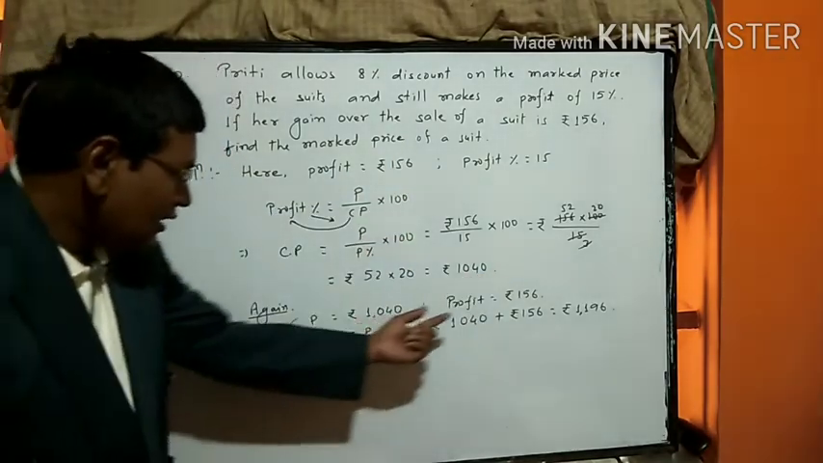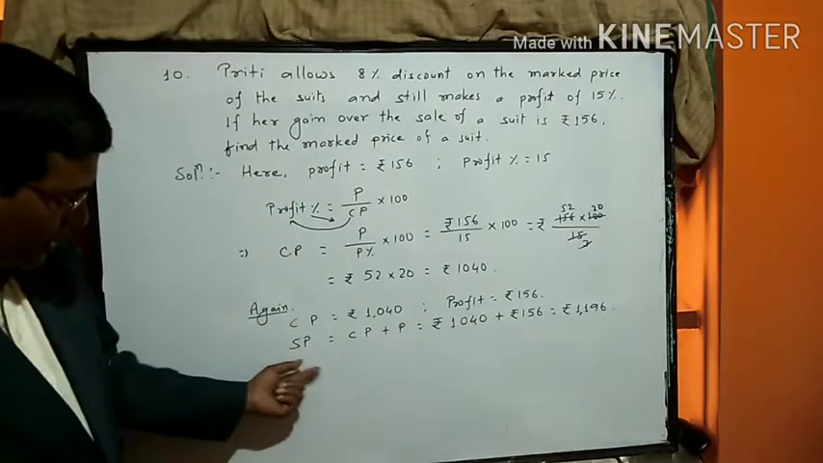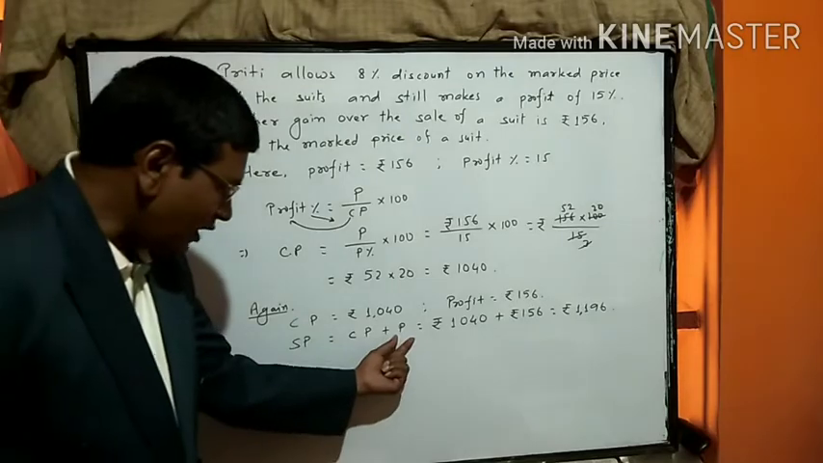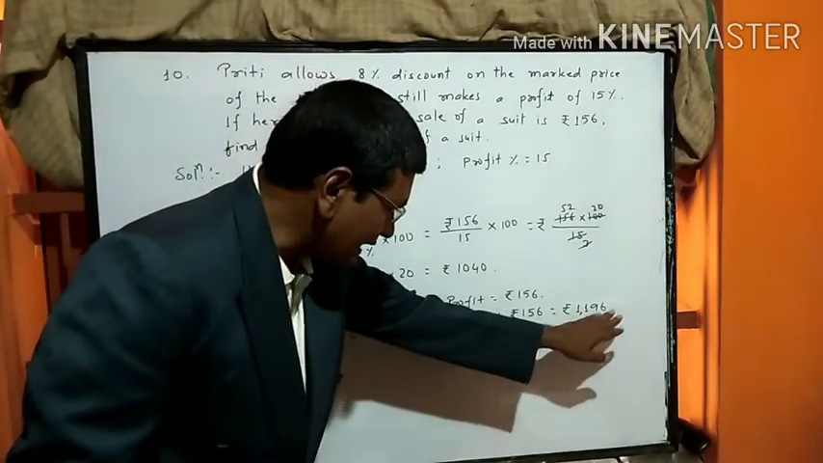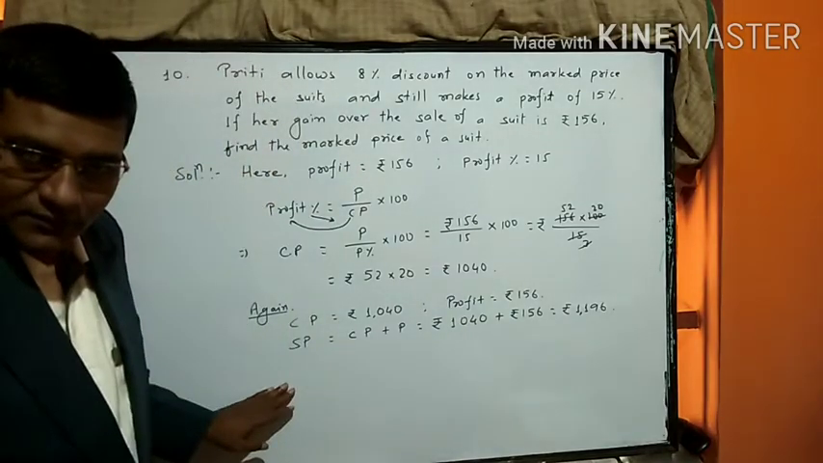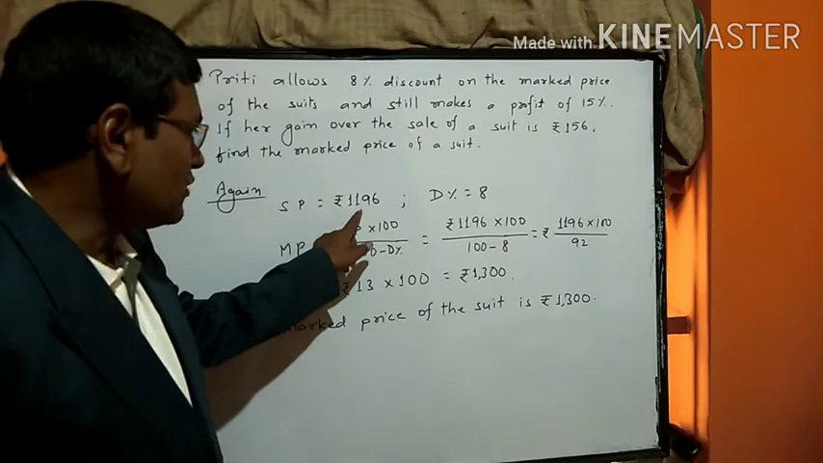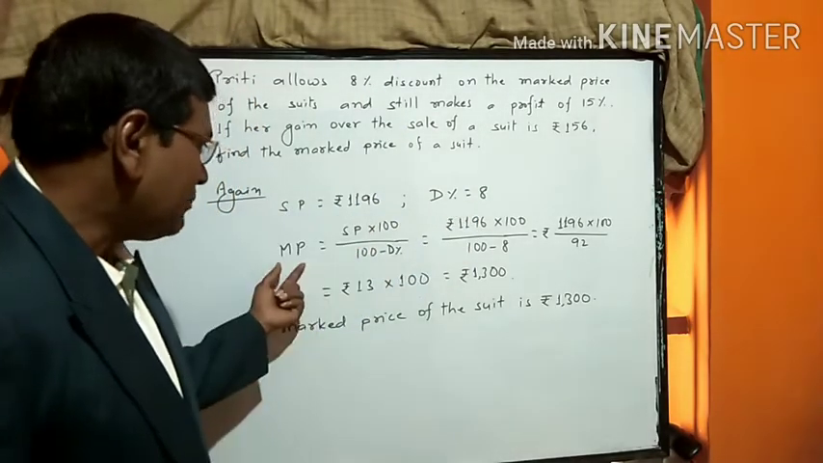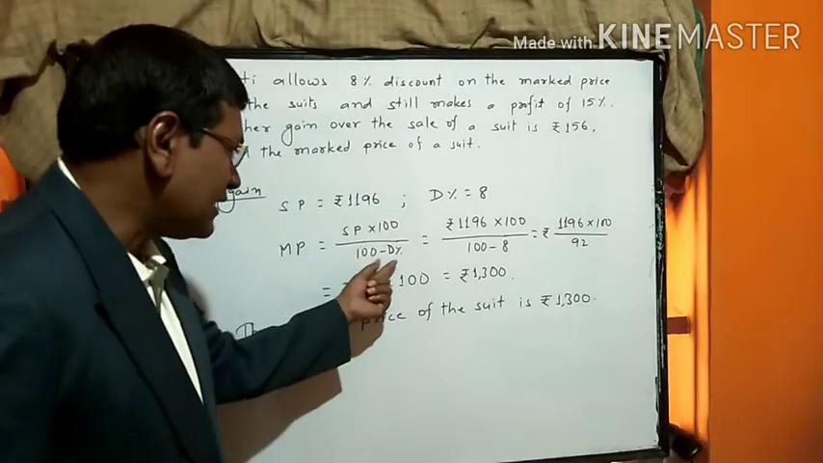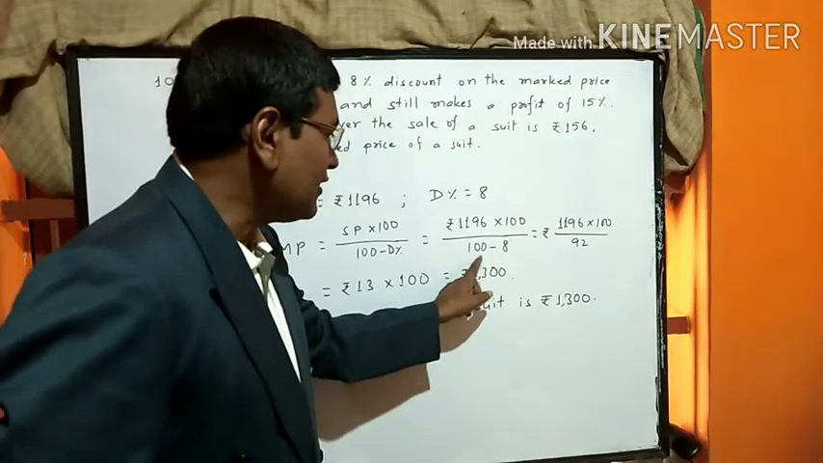Now, profit equal rupees 156. So, SP of the suit is CP plus profit. 1040 plus 156 equal 1196. This is the SP. Again, SP equal 1196. Discount percent 8. MP equal SP into 100 by 100 minus discount percent. 1196 into 100 by 100 minus 8.